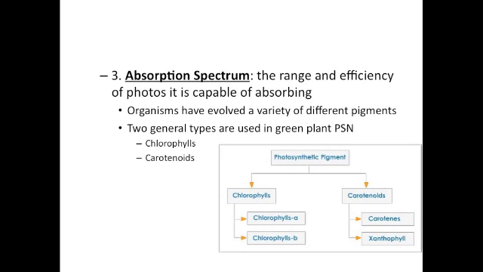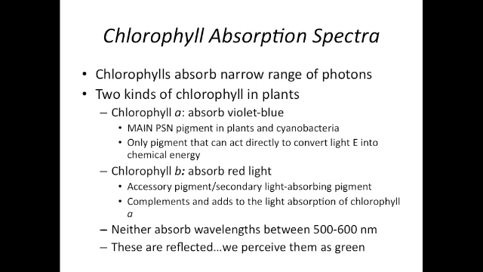So organisms have many different pigments out there, but in green plant photosynthetic organisms, there are two types, chlorophylls and carotenoids. So you can see this concept map, photosynthetic pigments, we have chlorophylls and carotenoids. And so we're going to talk about chlorophyll A and B, and then talk a little bit about carotenes. We won't really touch on xanthophyll.